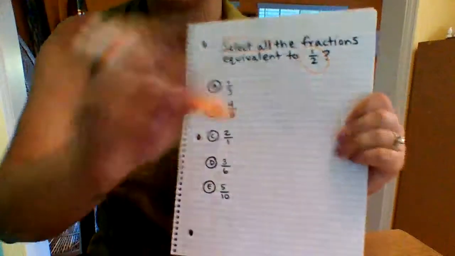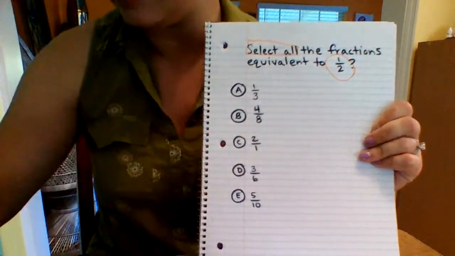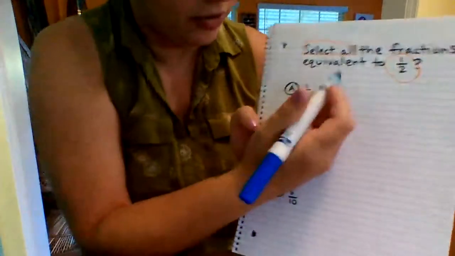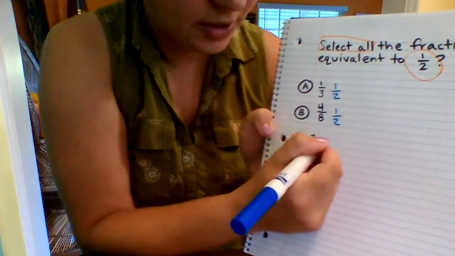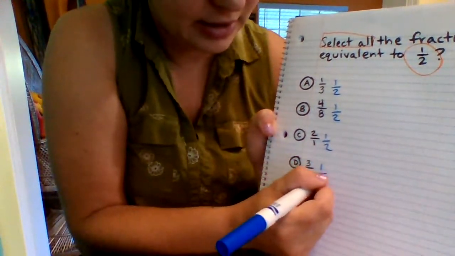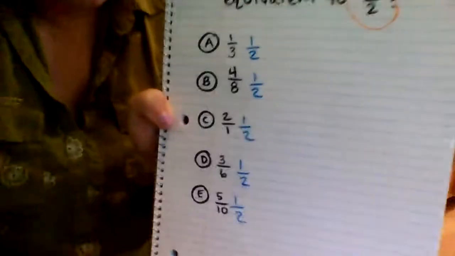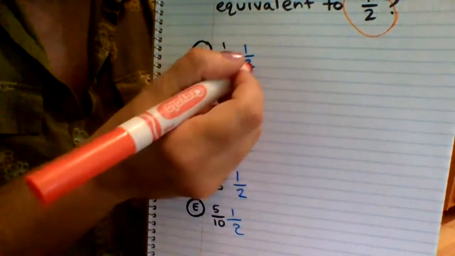So that means in order to solve this problem, we're going to be doing cross multiplication 1, 2, 3, 4, 5 times. Okay, because we want to see which one of these are equal to 1/2. So all of these are going to get cross multiplied with 1/2. 1/3 and 1/2, 4/8 and 1/2, 2 1s and 1/2, 3/6 and 1/2, and 5/10 and 1/2. Okay, so let's go ahead and try these out. I'm going to check and see which one of these are equal to 1/2 using cross multiplication.